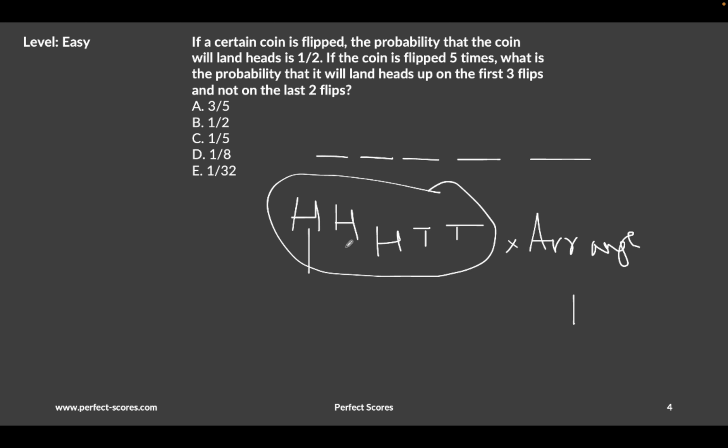What's the probability of heads? 1/2. What is the probability of another head? One half. Another head? One half. Tails is one half, and tails is one half. If you multiply all the one halves, you get 1 by 32. So that is the answer.